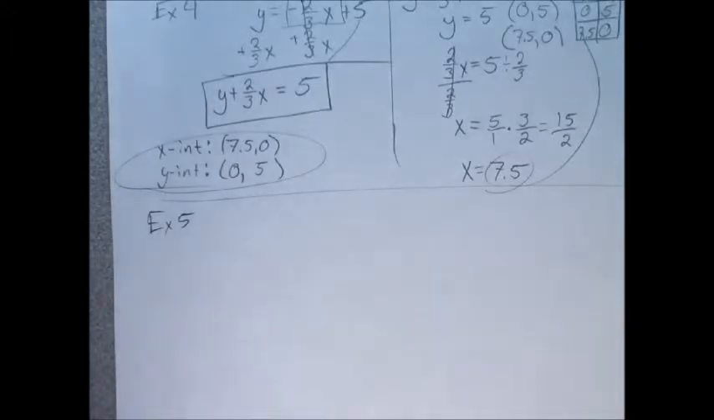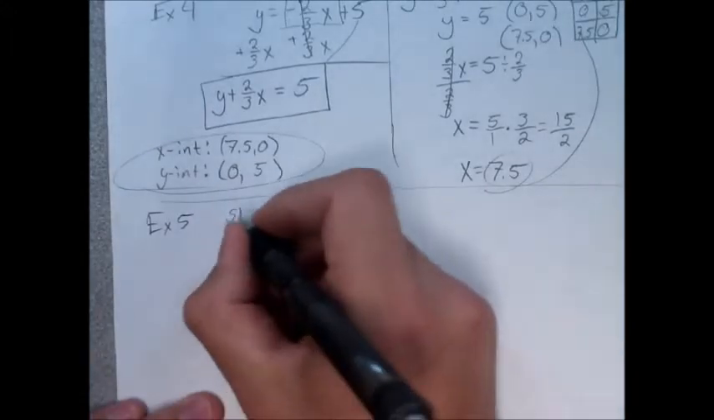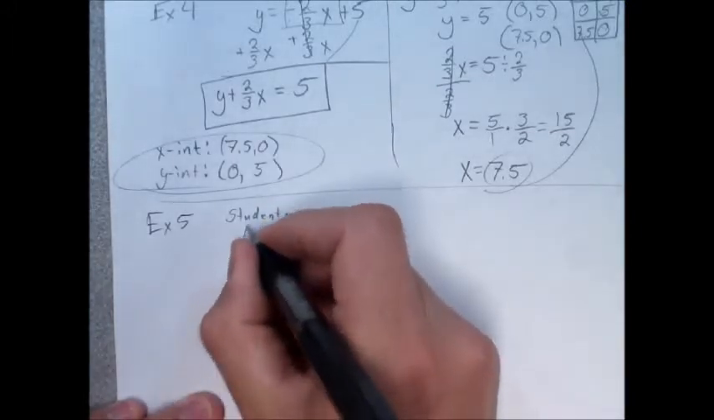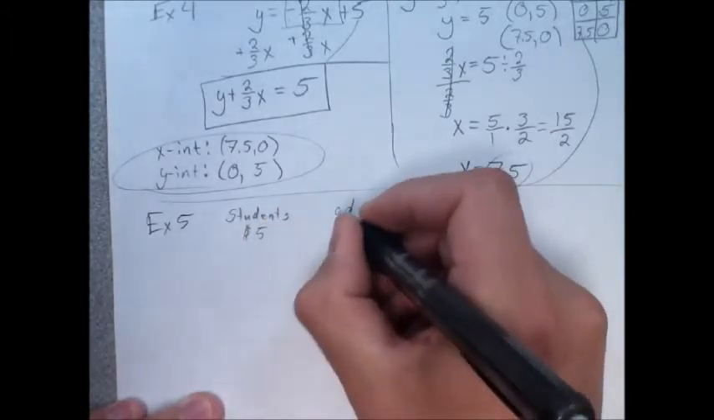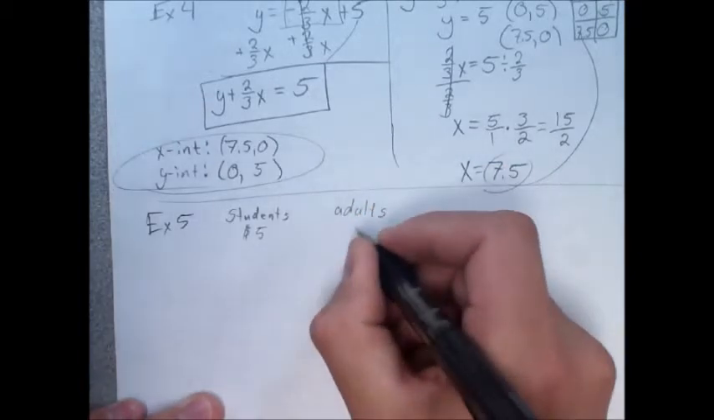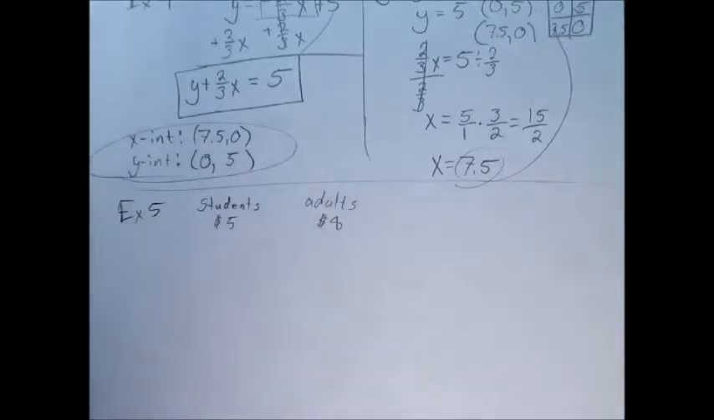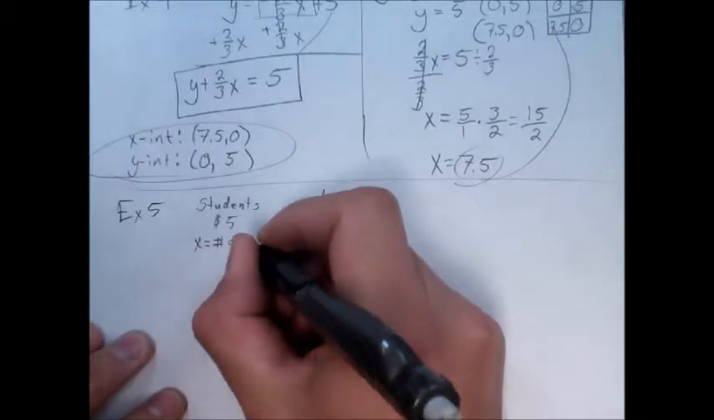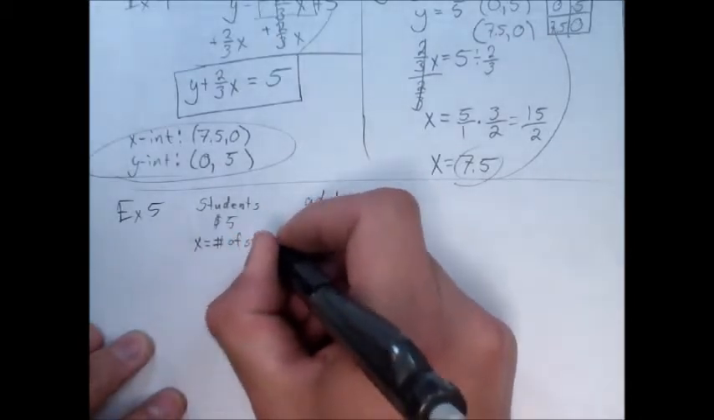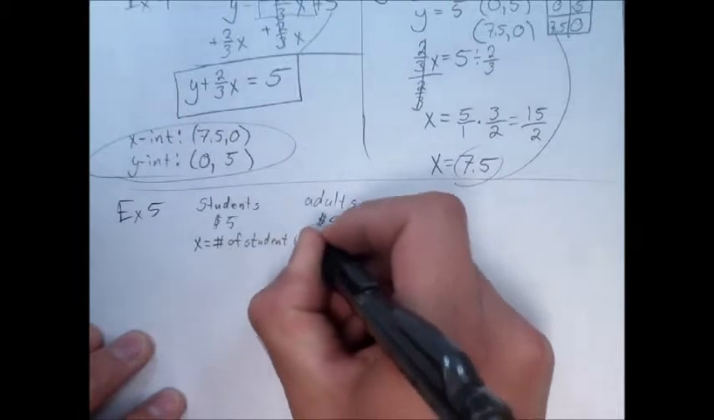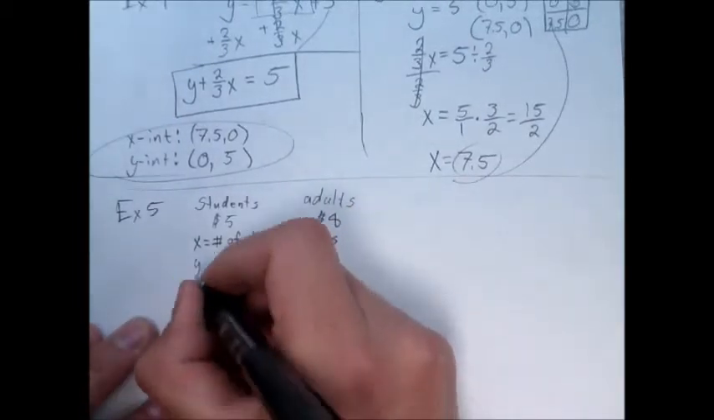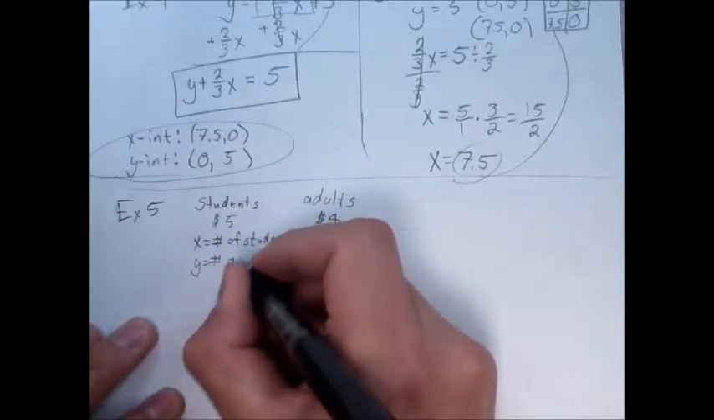At a school play, students' tickets, so I'm going to write students right here because I know that's going to be important. Students' tickets are $5. Adults are going to be $8. I'm making these notes as I go along. It says let X be the number of student tickets, so X is the number of student tickets. And then let Y be the number of adult tickets, so the number of adult tickets.